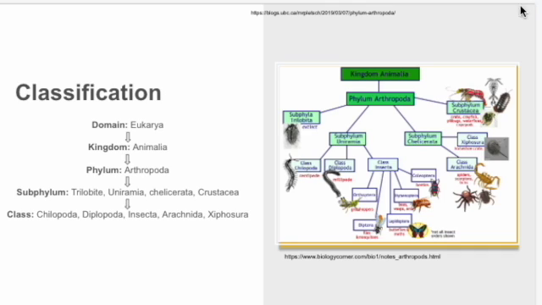And if you see this chart over here, you would see all the images and be more able to look at how the classes are divided up and what class falls under which subphylum, right? So yes, those are the classifications for Arthropoda.